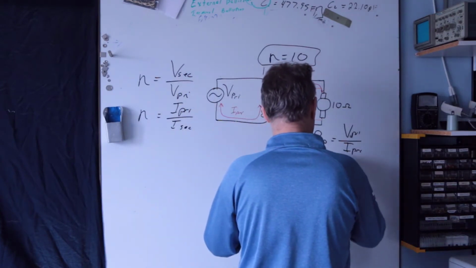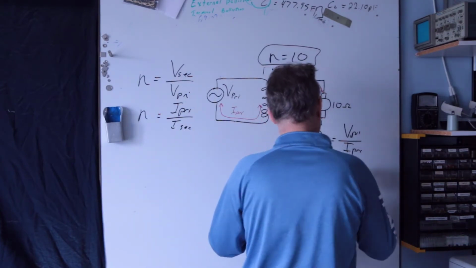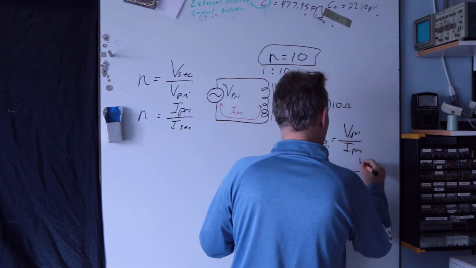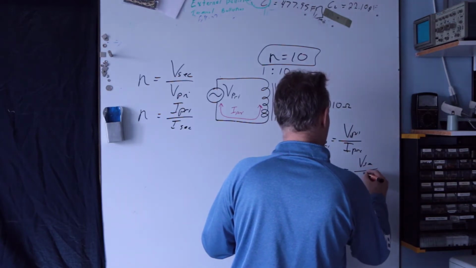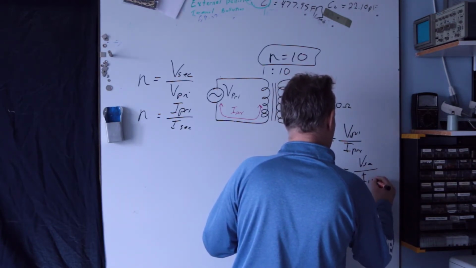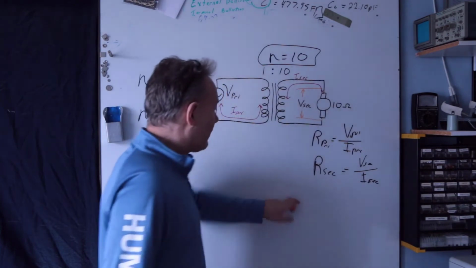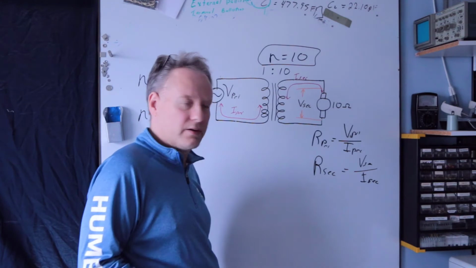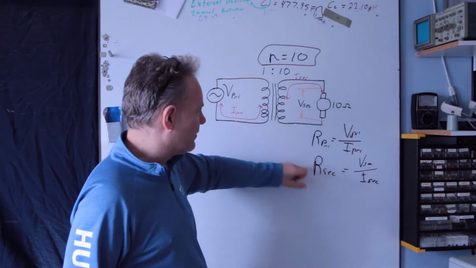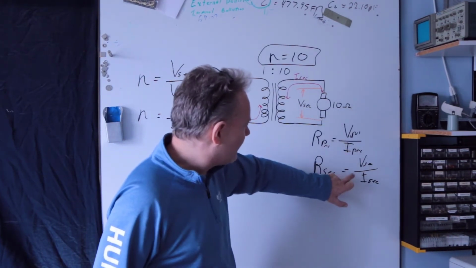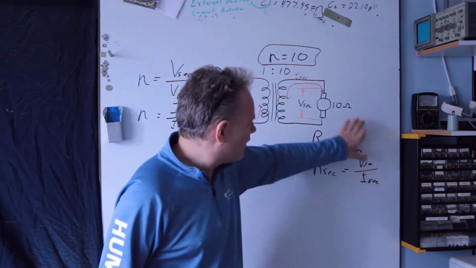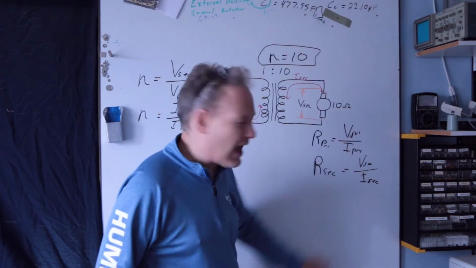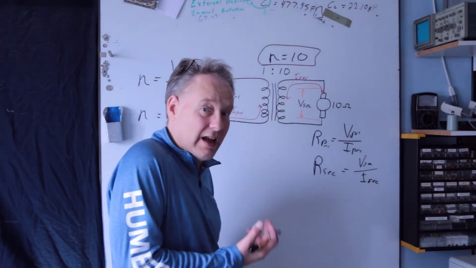So we can say the resistance of the secondary is equal to the voltage of the secondary divided by the current in the secondary. Now, we happen to actually know that, but that's not where I'm going. I'm trying to figure out what N is. I'm going to take these two and rearrange them in a different way, and I can maybe get N out of there, or more specifically, I'm going to get N squared.